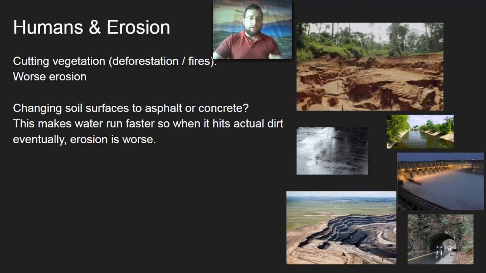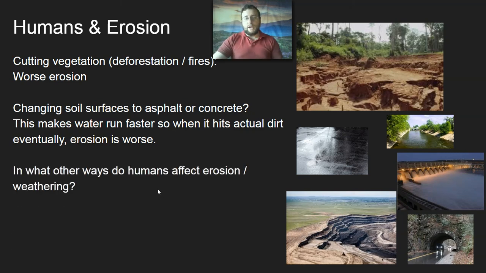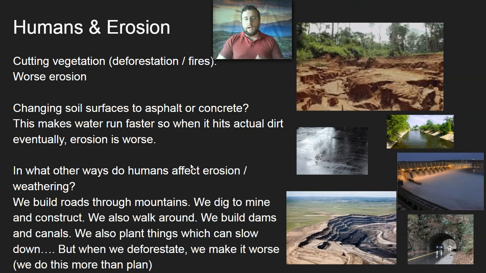So there's no point. But anyways, we also change the surfaces to asphalt and concrete, which makes water run faster. So when it actually hits the dirt afterwards, it hits harder, which causes more erosion. We also change a lot of other things in the world. We carve mountains to mine through them, like strip mining. We make tunnels through mountains. We make roads through mountains.